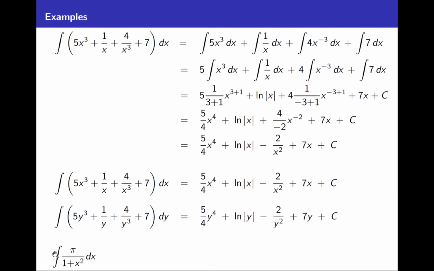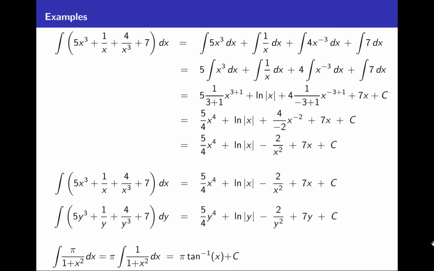Another example, the integral of pi times 1 over x squared dx. Well, that pi up on the front, that's a constant, so it can come out in front. So we get pi times the integral of 1 over 1 plus x squared dx. And think of your integration rules. What's the integral of 1 over 1 plus x squared dx? It's tangent inverse of x. So we get pi tangent inverse of x plus c as our answer.